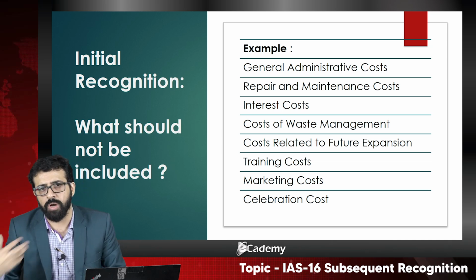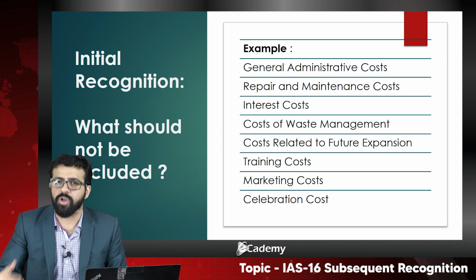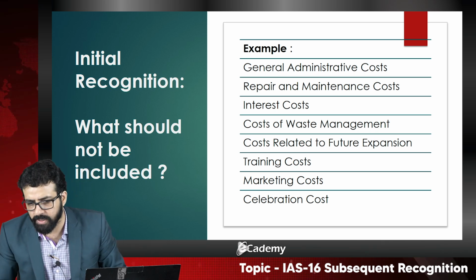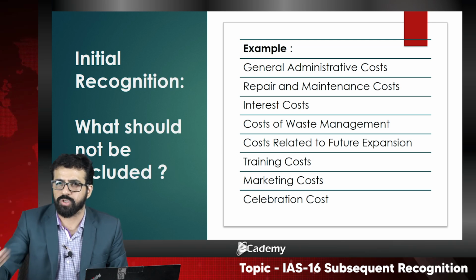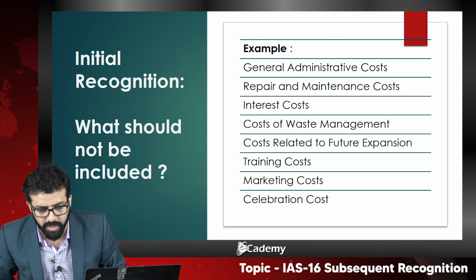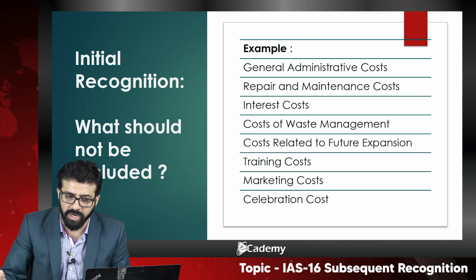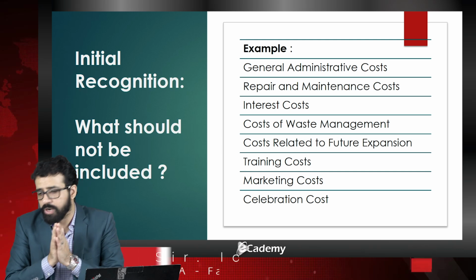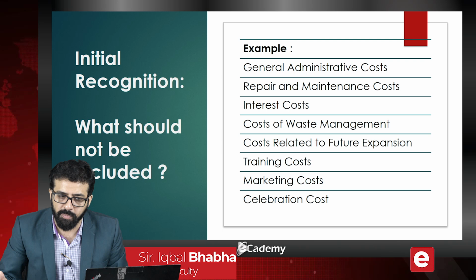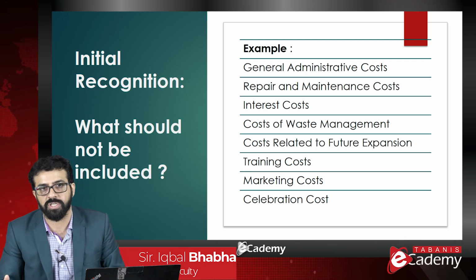every waste that you will produce, for example, in the course of testing things, or in disposing of the material produced by the machine, that disposal cost will also not become a part of the cost. Cost related to future expansion, and training cost, for example, if you are training your employees how to operate that particular machine, that training cost would be expensed out and would not be a part of the cost.